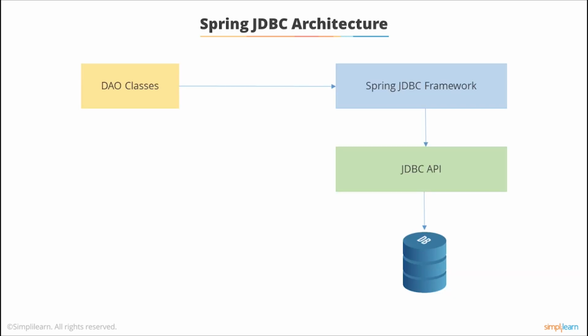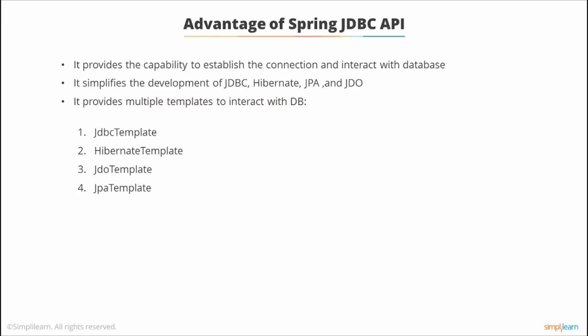So here we see the DAO classes connecting to the Spring JDBC framework, which is an additional layer, which then connects to the JDBC API and finally talks to the database. What is the advantage of using Spring JDBC API? It provides the capability to establish the connection and interact with the database. It simplifies the development of JDBC, Hibernate, JPA and JDO. It provides multiple templates to interact with the database: JDBC template, Hibernate template, JDO template and JPA template.